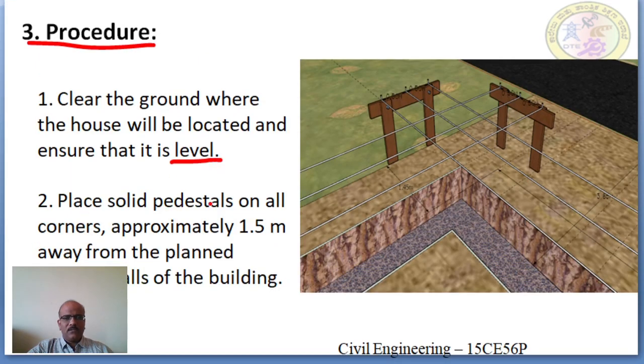Then the solid pedestals or the wooden profile boards are erected at a distance of at least 1.5 meter. Those profile boards or the pillars should be 1 to 1.5 meter away from the edge of the excavation, so as to protect them. These profile boards and pillars should not be disturbed during the construction.